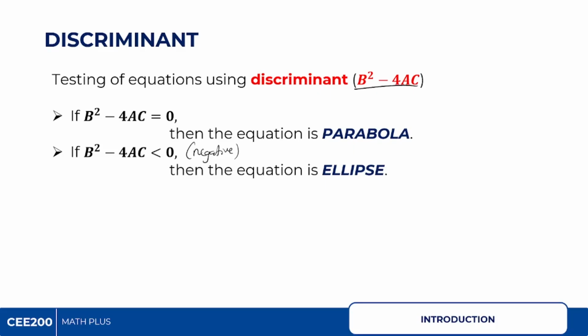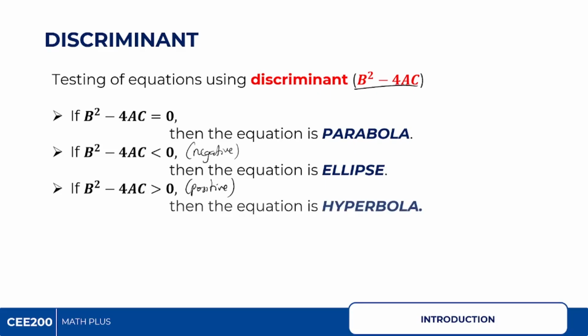Anyway, if our discriminant will be greater than 0, so yan, positive yan. If that is positive, then you would be expecting an equation that is a hyperbola. And the last one would be wala na for a circle because yung circle hindi siya kasali for the discriminant. Okay, so ito lang tatlo, no? The parabola, the ellipse, hyperbola.